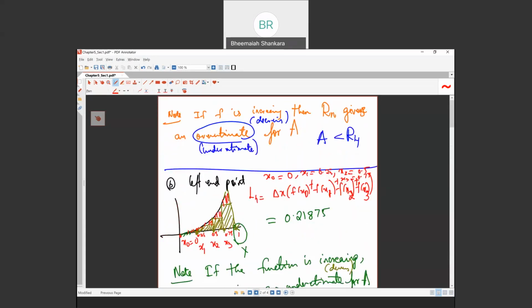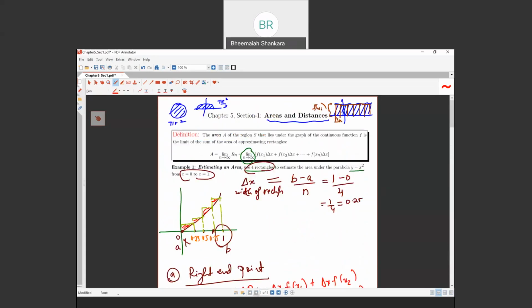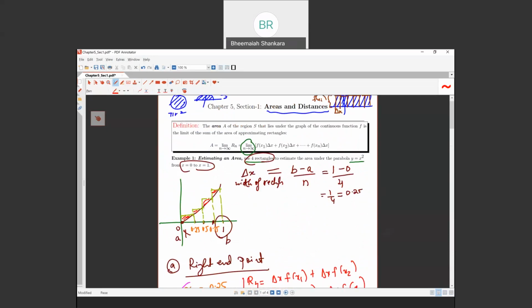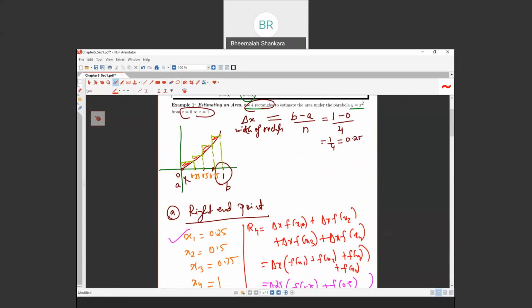So in this section 5.1, we did learn about area and the distances. So we know how to calculate area under the curve. We divide the region into some number of rectangles, and then we calculate the width of the rectangle and calculate the functional values and consider whether you're choosing a right endpoint or are you choosing a left endpoint or the middle point. So we'll end this section here.